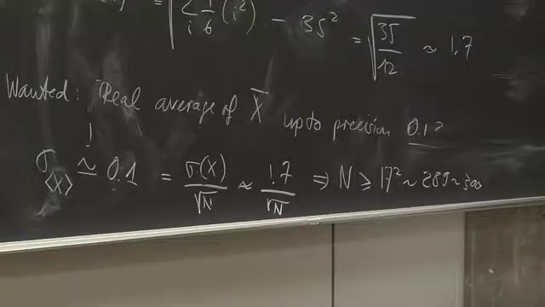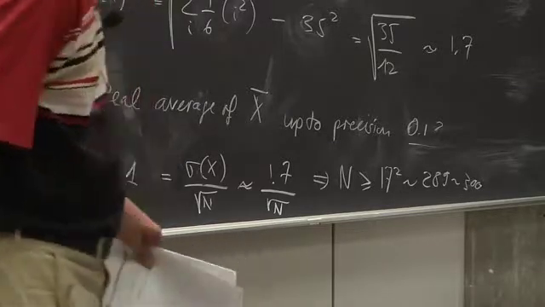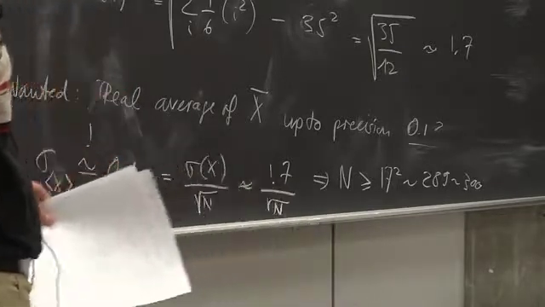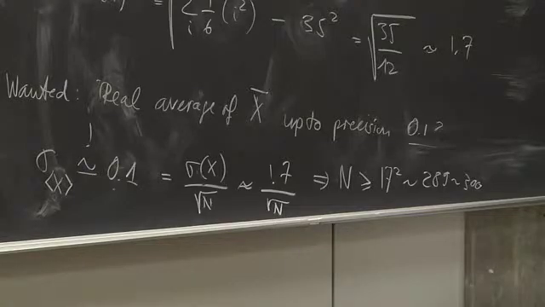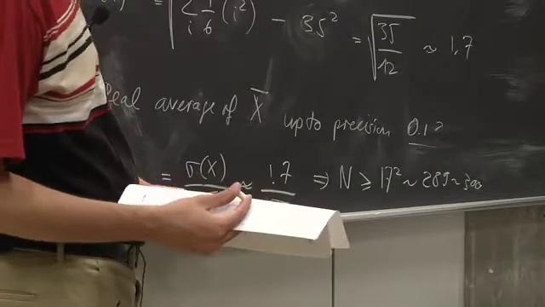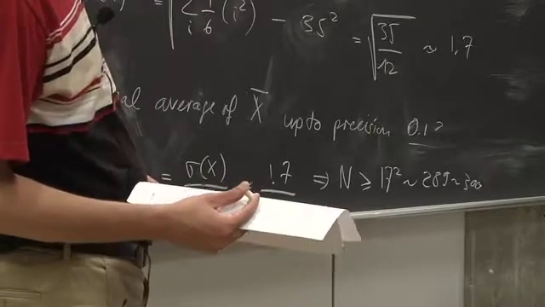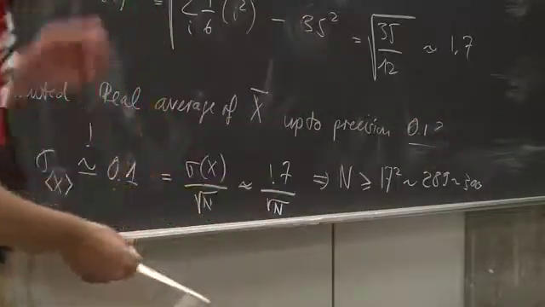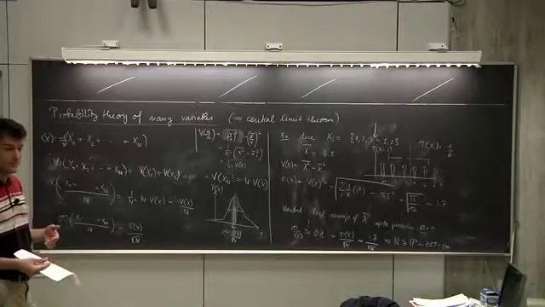So what if I want precision 0.01? How many more times should I throw? 30,000, yes. So what is the rule? If I want 10 times more precision, I have to take 100 times more measurements, right? Because the error that I'm making goes down only like a square root. So if I want to gain one decimal here, I have to add 2 decimals here, in the other sense, right?